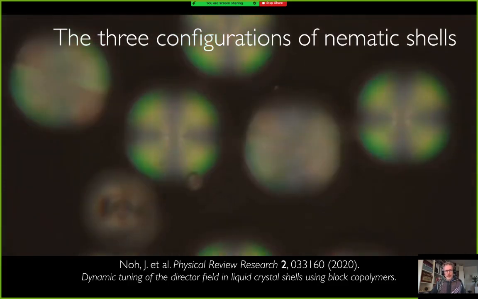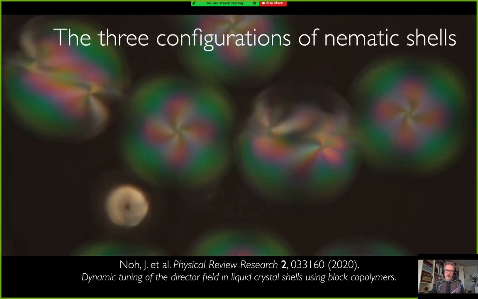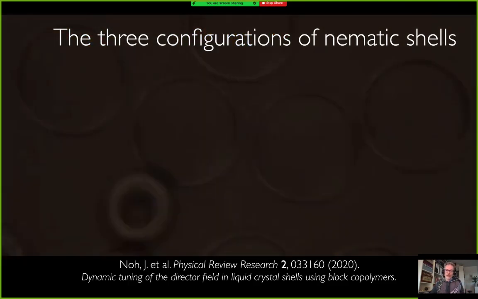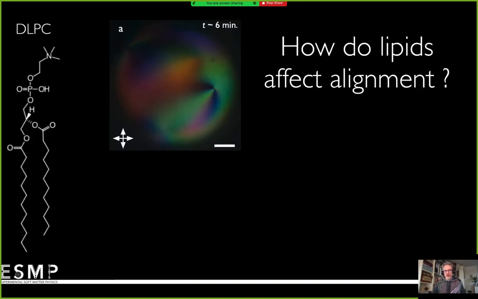So these shells have been studied by many people for quite some time, using many different stabilizers, polyvinyl alcohol typically for planar alignment, and many surfactants for making normal alignment. What hadn't been investigated is lipids. So we were curious to see how do lipids affect the alignment, and we expected, lipids usually give normal alignment, so we were expecting to see a similar thing if we start with a planar aligned shell.